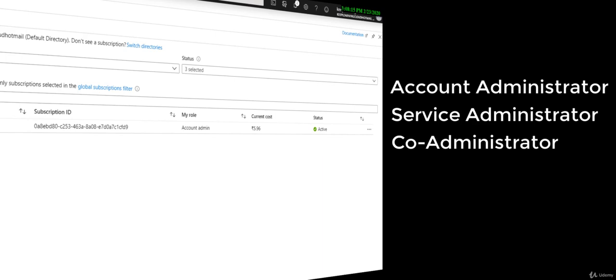Then there is the service administrator, who is authorized to access the Azure Management Portal for all the subscriptions in that account. By default, this is the same person as the account administrator. And you can create multiple roles assigned to this particular role called service administrator. And finally, there is the co-administrator, which is the same as the service administrator, but it cannot change the association of subscriptions to Azure directories.